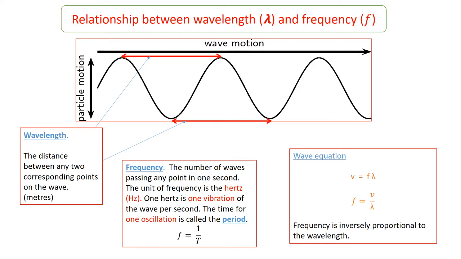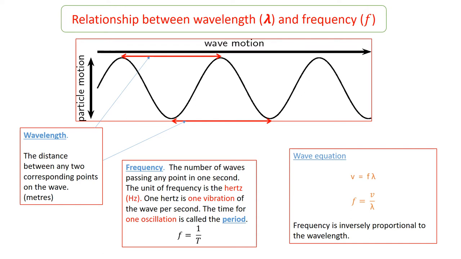So by using wavelength and frequency, we derive an important equation which is known as the wave equation, and the equation is v = fλ. In this equation, v stands for speed, f stands for frequency, and λ stands for wavelength. When we make frequency the subject, the formula will be f = v/λ. It means frequency is equal to speed divided by wavelength.